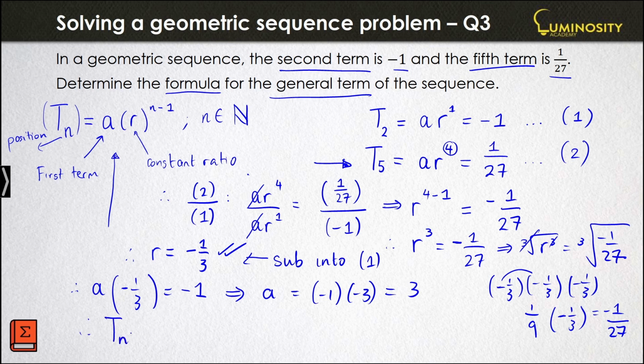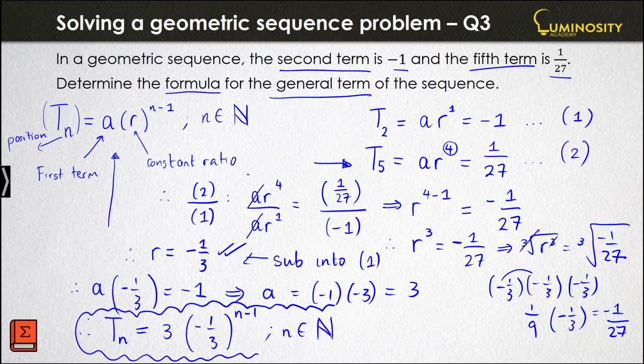Therefore, the general term is given by Tn equals 3 times negative 1/3, all raised to the power n minus 1, where n is a natural number. The way I've written it is the exact form. And notice how careful I am about the brackets around that r value, because the exponent n minus 1 is only acting on that base, negative 1/3, not on the number in front of it, which is 3.